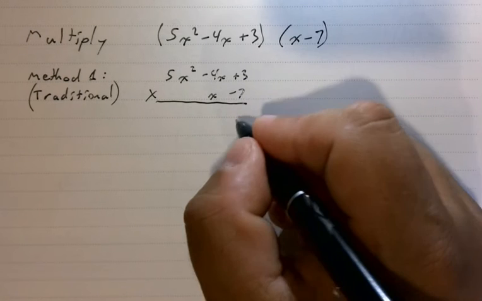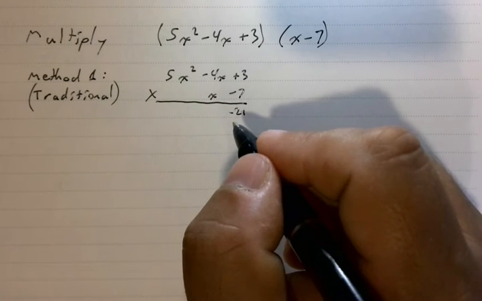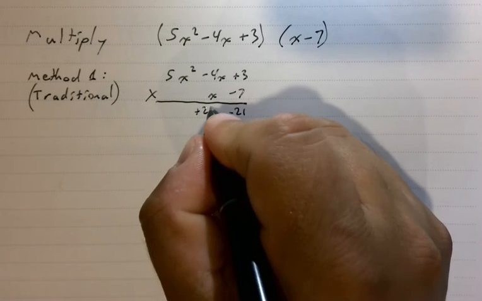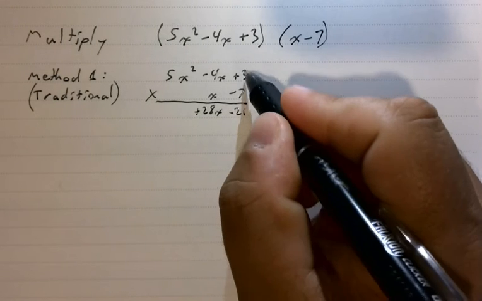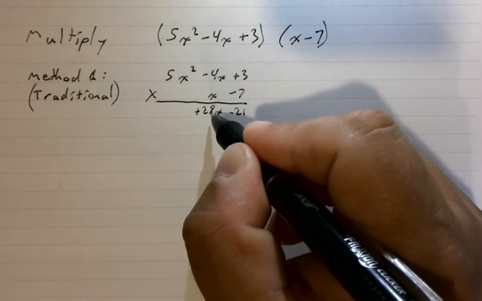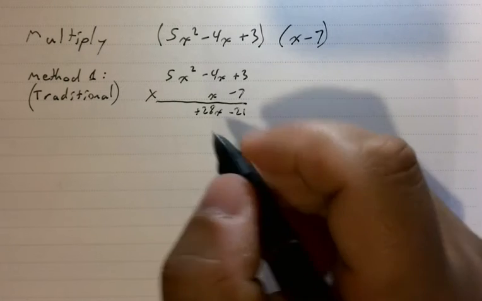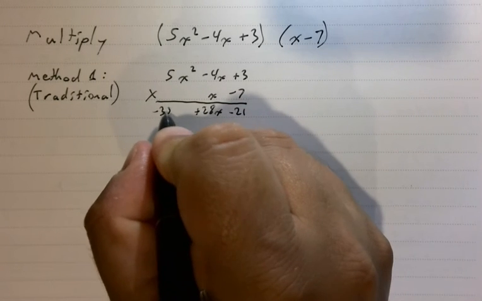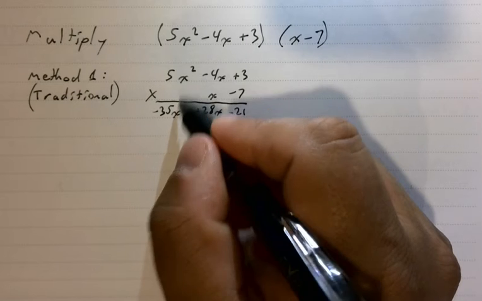-7 times 3 is -21. -7 times 4x, positive 28x. Notice my answers. This was a constant in the constant column. This was x to the first, or linear term, that goes in the linear column. -7 times 5x squared is going to be -35x squared, which will go in the quadratic column.